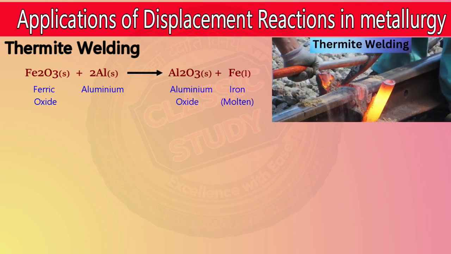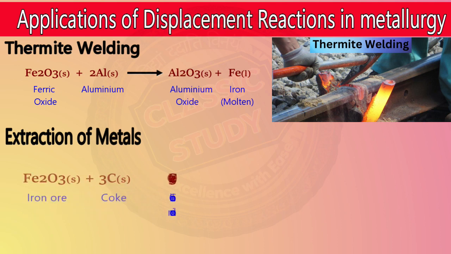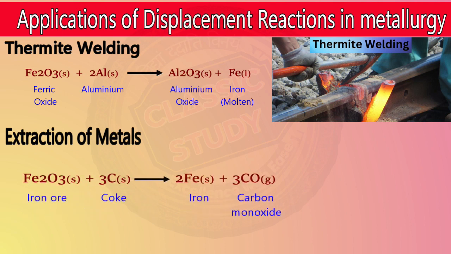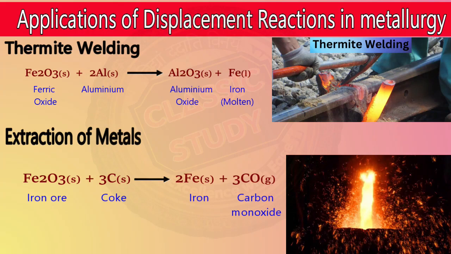Displacement reactions are also used in extraction of metal from their ore. For example, Fe2O3, which is iron ore, combines with coke, that is carbon, where a displacement reaction takes place, leading to formation of molten iron, 2Fe plus 3CO, carbon monoxide.